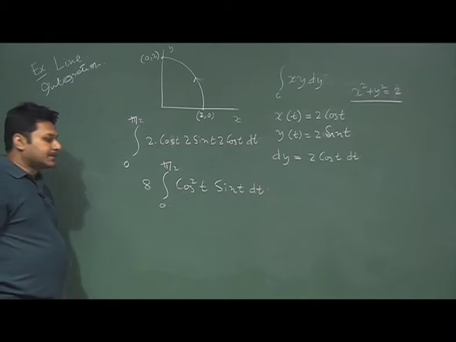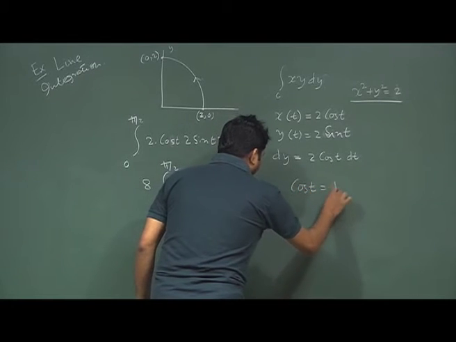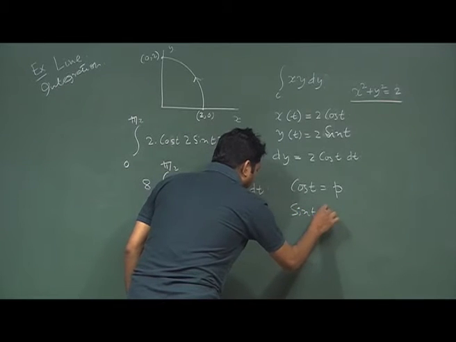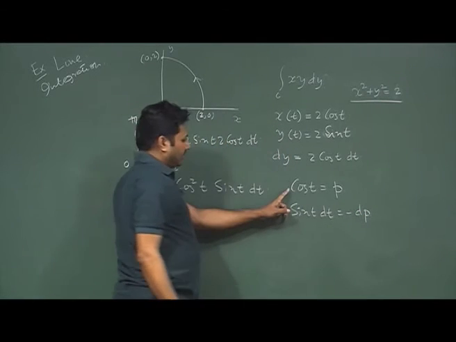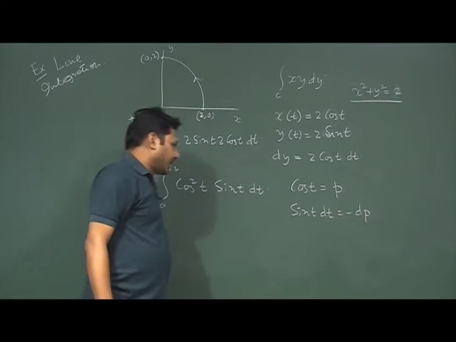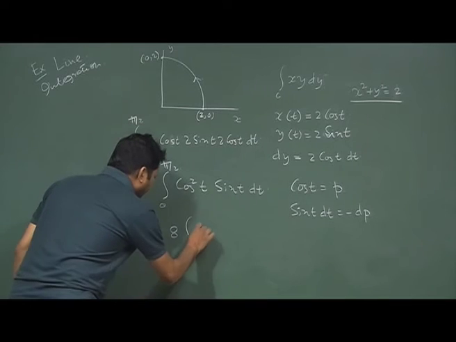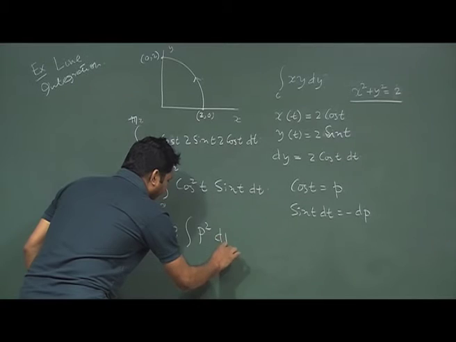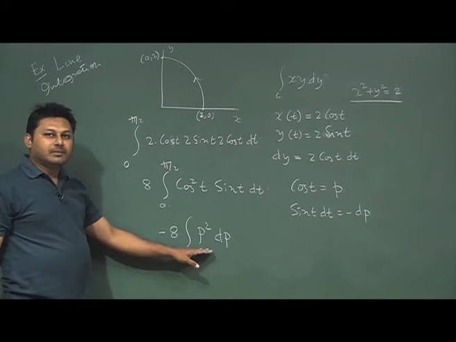This one. Now I need to change, say I put cos of t as another variable p. So sin of t dt is minus dp. If I take a derivative of cos, I will have minus sin t dt, so I will put it as minus dp. So if I change, cos square means p square, and sin t dt is with a negative sign, dp. Now again the limit is going to change because now I am doing that in terms of p.